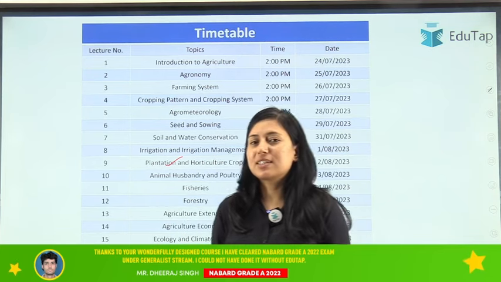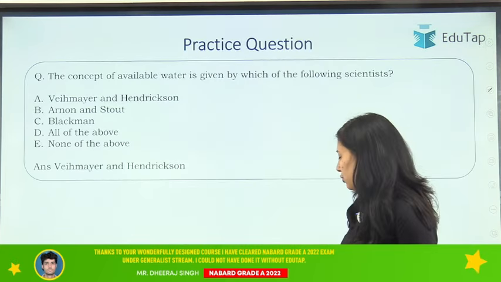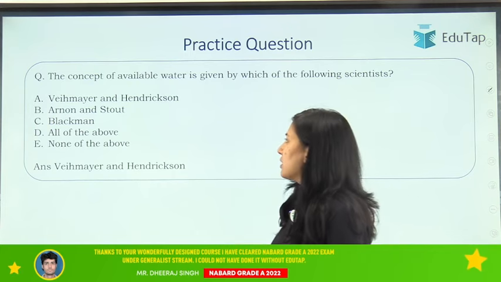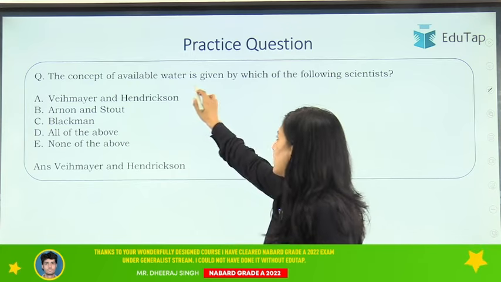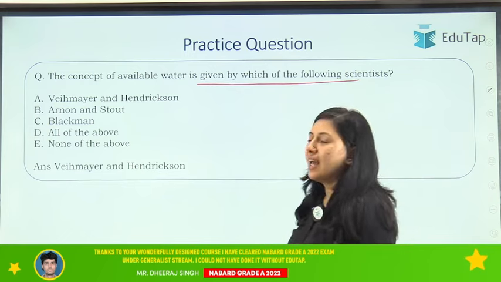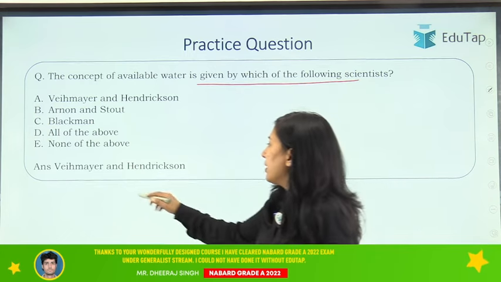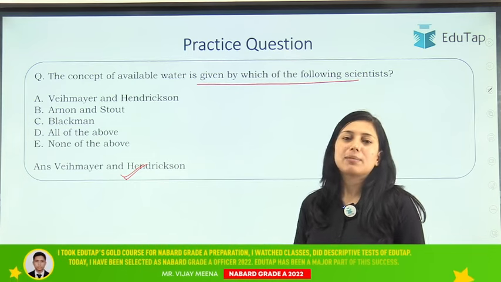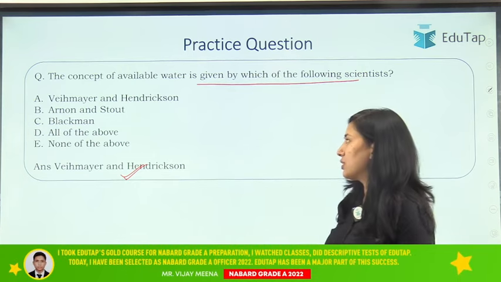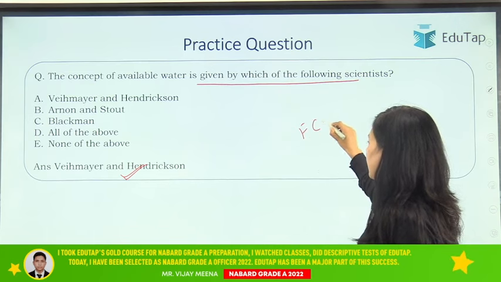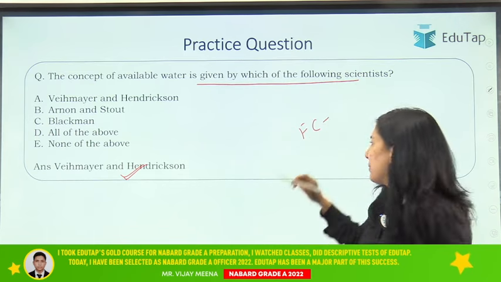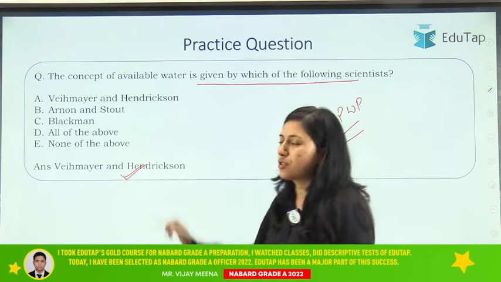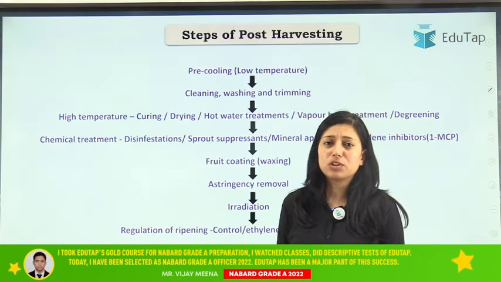But before that I have to tell you the answer of the question that I gave you in the previous video. The question was, the concept of available water is given by which of the following scientists, and the right answer is Weymouth and Hendrickson. They gave the concept of available water in the plant, measured by subtracting permanent wilting point from field capacity. Clear? Now let's move on to today's topic.